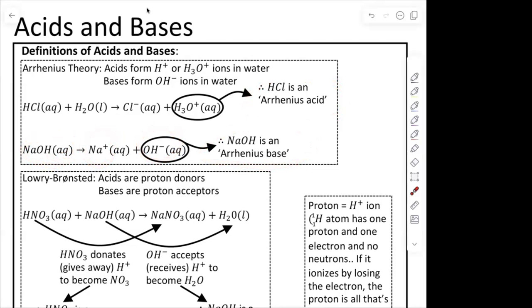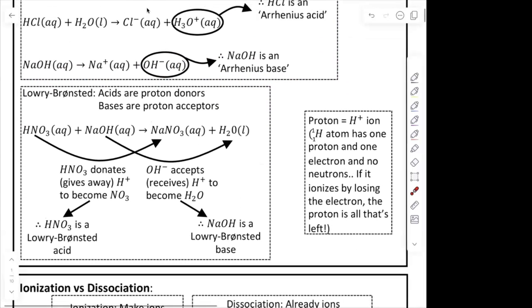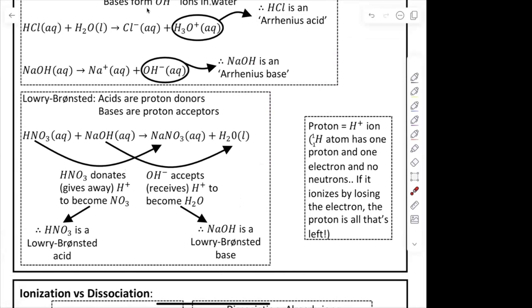Solution of what? What is our solvent? Water. So in water, it'll increase the concentration of OH minus. But the more important one that we look at, and which comes in there, is the Lowry-Bronsted, right? So again, the Lowry-Bronsted model says acids are proton donors and bases are proton acceptors.